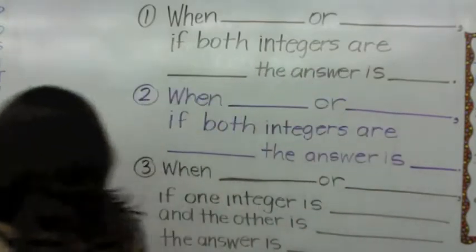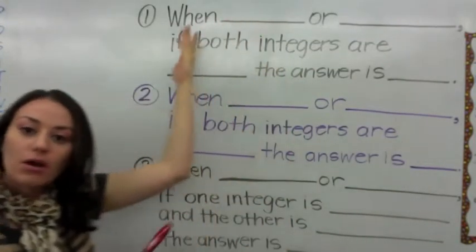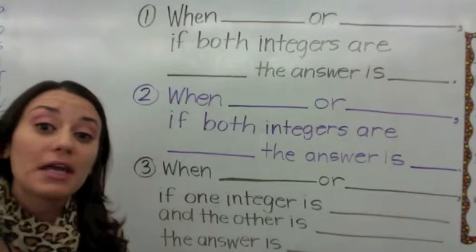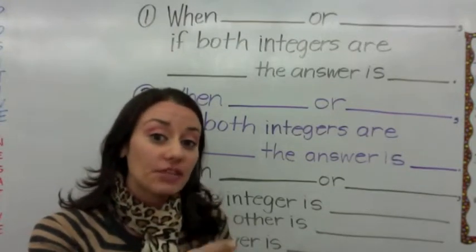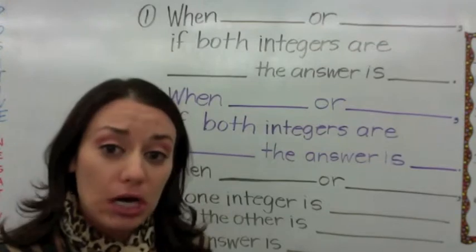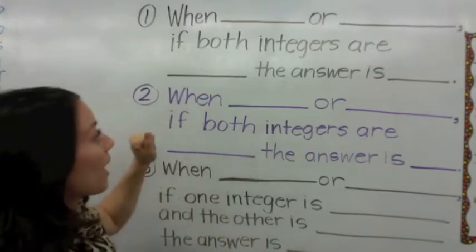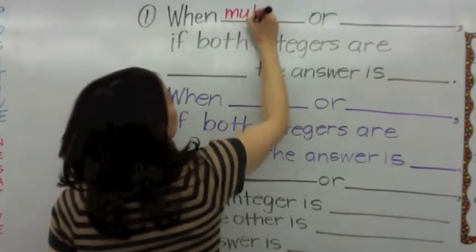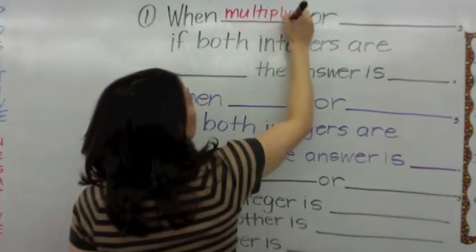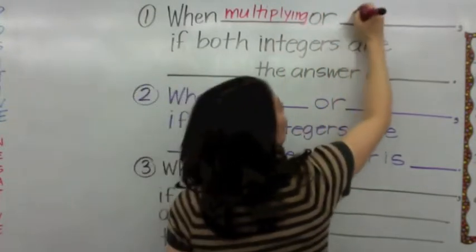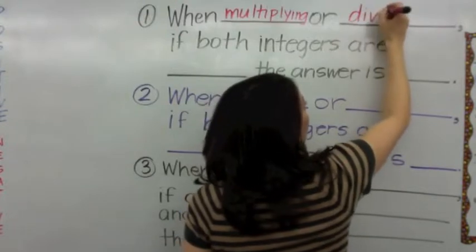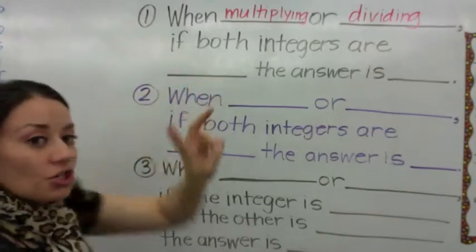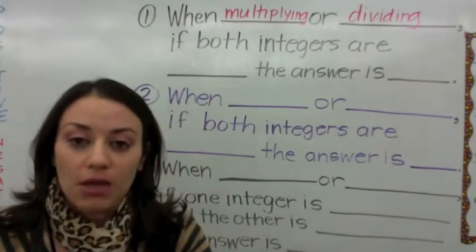So we're going to go ahead, and there are three main rules that you have to follow. We're going to go ahead and write these down. So again, we're talking about multiplication and division. They go together even though they are opposite, but the same rules apply. So we're going to write when multiplying or dividing, okay, because you're going to work with two numbers at a time, or integers.